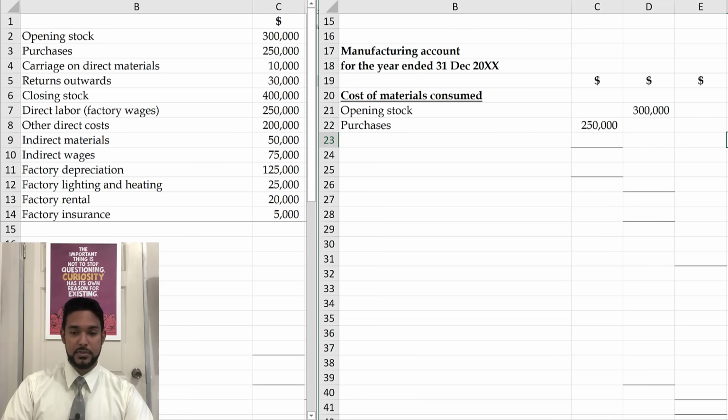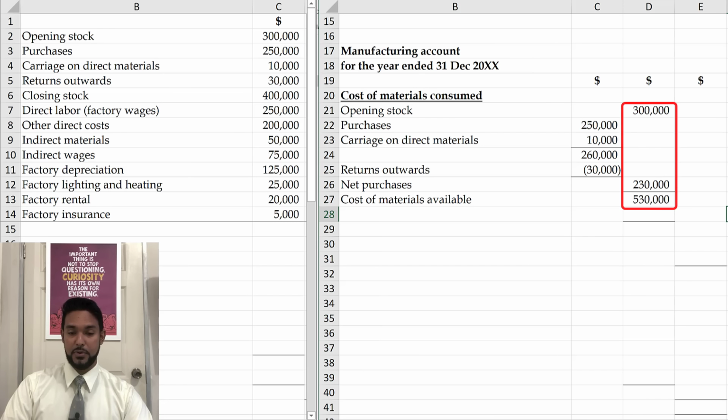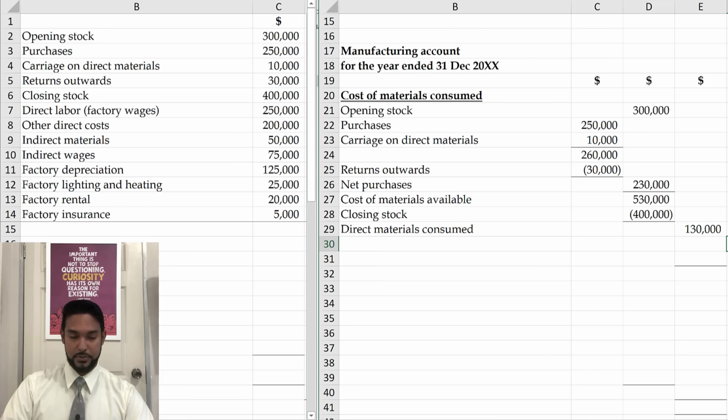Then we have the purchases, the carriage on direct materials of 10,000, and returns upwards of 30. Sorry, we have to add those: 250 and 10 is 260, minus the returns on the materials, which is 30,000, which gives us a net purchases figure of 230,000. We add the opening stock and the net purchases to give us 530,000, which is the cost of materials available for use in production. You can write out that whole thing if you want, or just put cost of materials available. We subtract the closing stock of 400,000, giving us cost of materials consumed of 130,000.